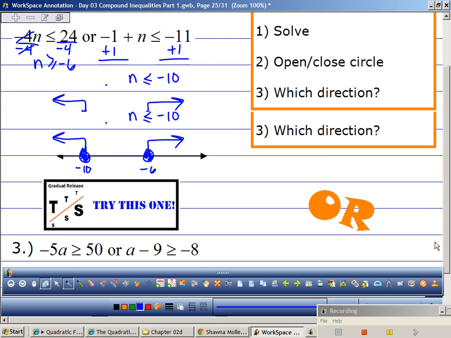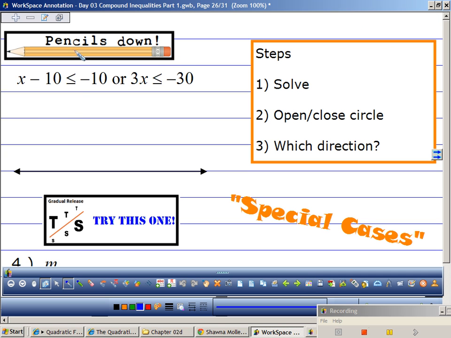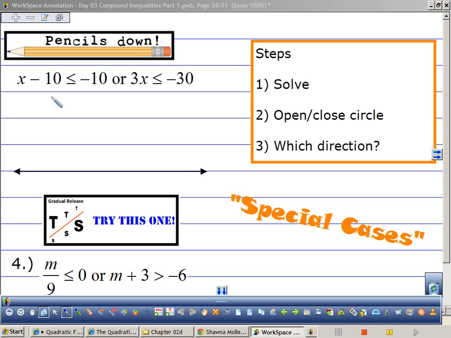All right, so what about these two? Would you flip the sign on this one? Yes, good. What about this one? No. All right, you guys got that. Let's do one more. This is different.